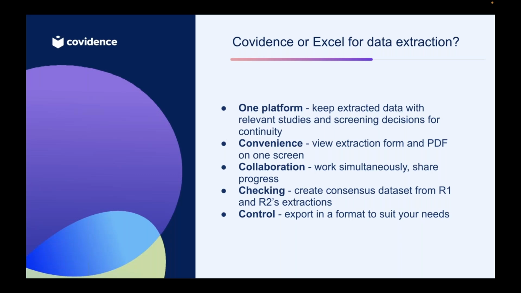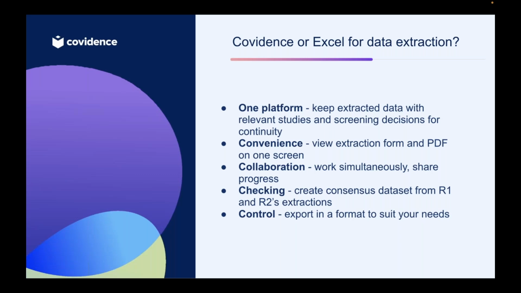It also offers convenience. So as far as the user interface is concerned, in Covidence, you can view the article that you're extracting from on the same screen as the extraction form, instead of having a continuous toggle between the two. Thirdly, you can use Covidence to collaborate. So you can have several people working on extraction in the same review simultaneously, and you can keep track of each other's progress.